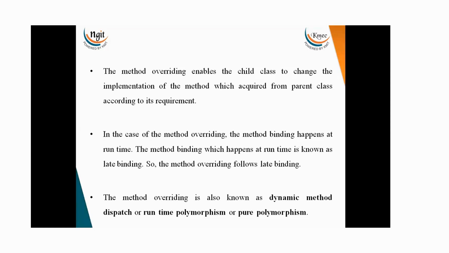In case of method overriding, the method binding happens at runtime. Method overloading happens at compile time. This happens at runtime, which is why it is also called late binding. So method overriding follows late binding, and method overloading follows early binding, right? Method overriding is also known as dynamic method dispatch, runtime polymorphism, or pure polymorphism. You can call it in different ways, right?